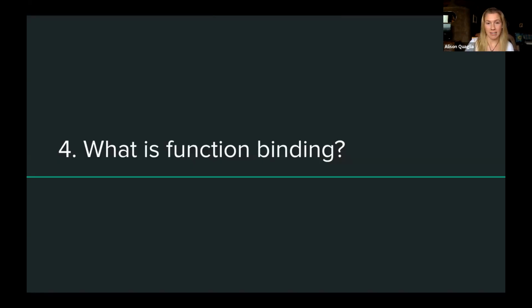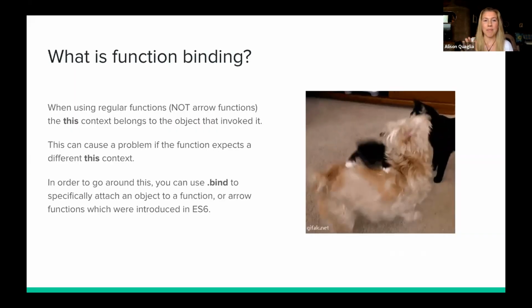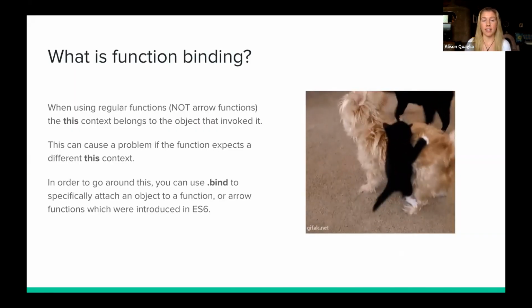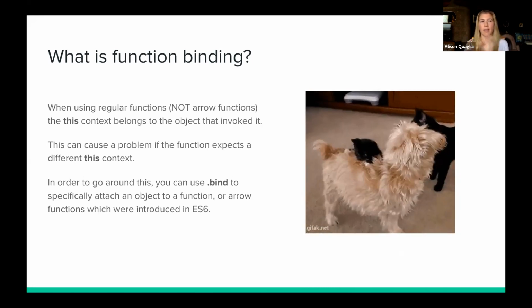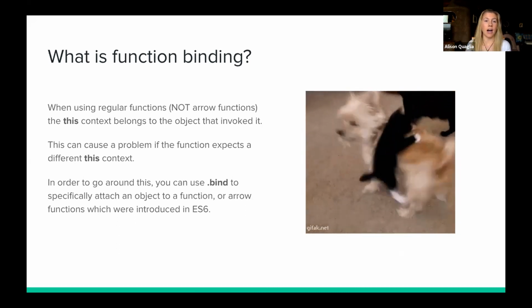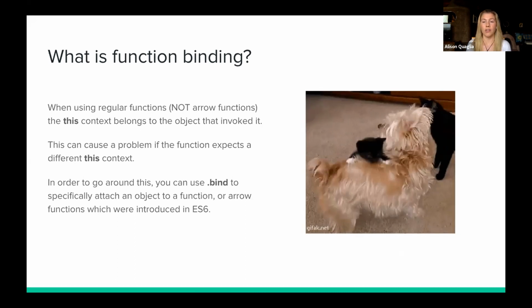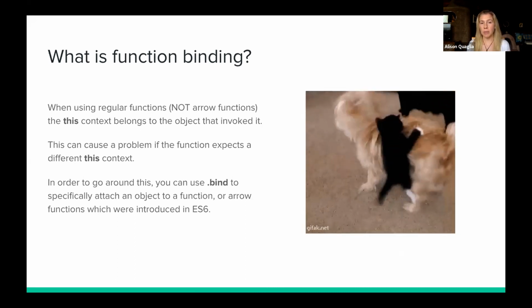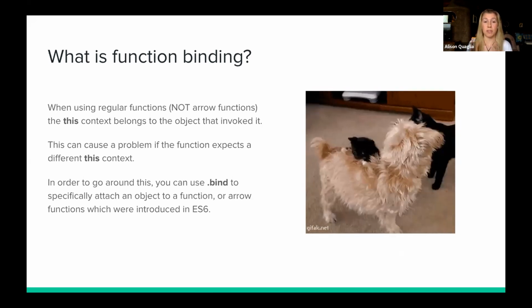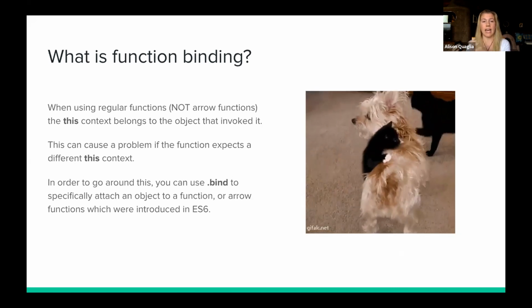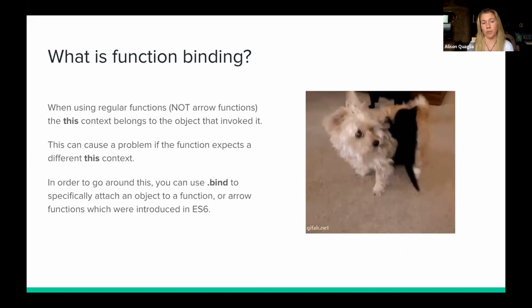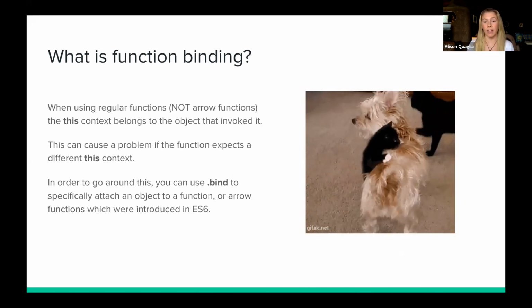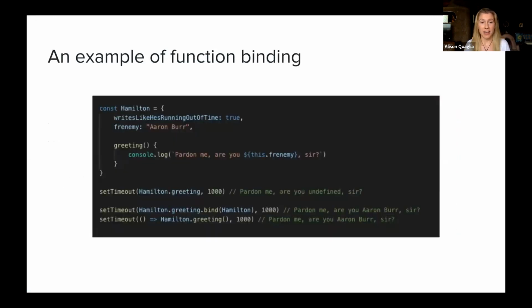Next up, what is function binding? This is another very popular one. So function binding: when you're using regular functions, so not arrow functions, the this context, for example like this dot function or this dot something, belongs to the object that invoked it. So this could potentially cause a problem. There are 2 different ways that you could get around this. You could specifically use .bind to attach an object to a function, or you could, which is the much more popular way, just use an arrow function, which was introduced in ES6, and that will take care of the issue for you.